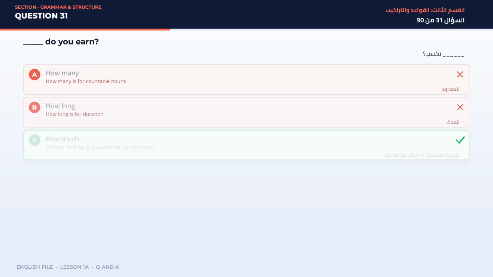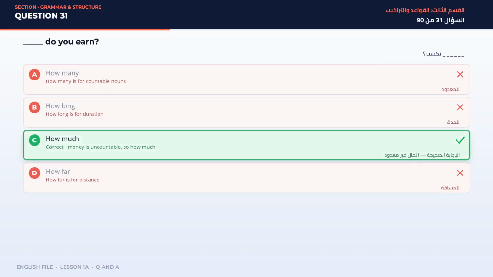Money is uncountable, so how much? Not A. How many is for countable nouns. B. How long is for duration. D. How far is for distance. Question 32.